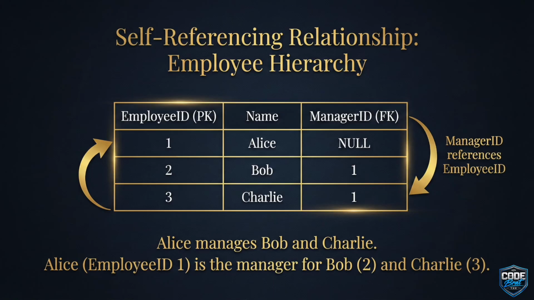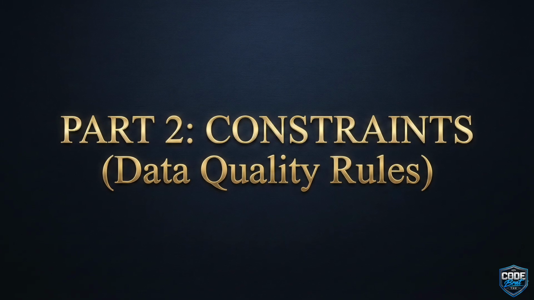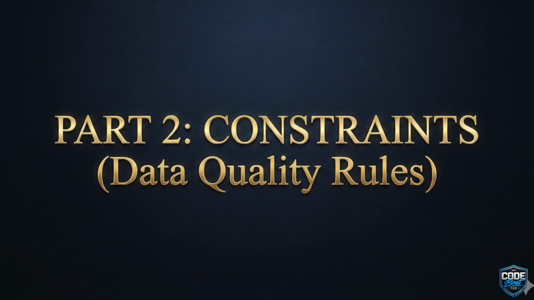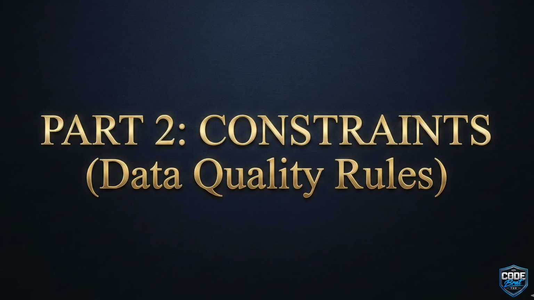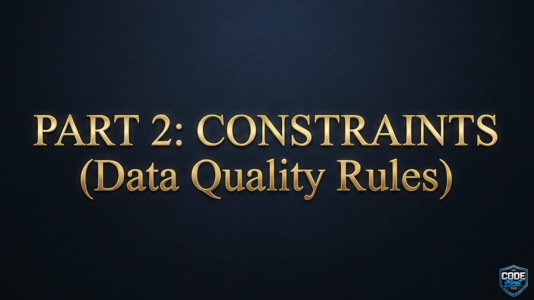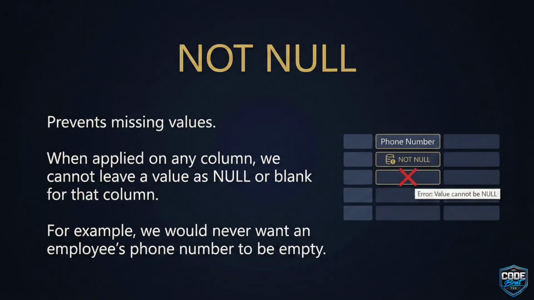This was all about keys and relationships. Next part is constraints, which are responsible for data quality. In this video, we will just learn the theoretical concepts. We will do hands-on in our next video. So the first constraint is not null. It prevents missing values.